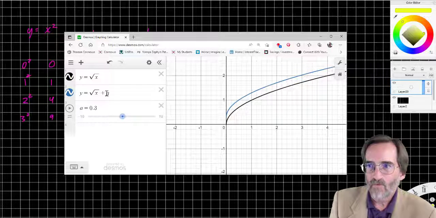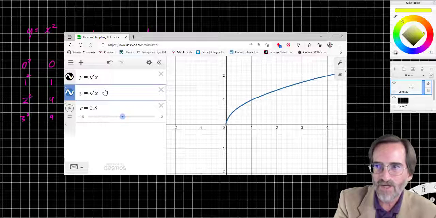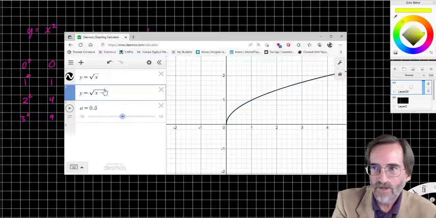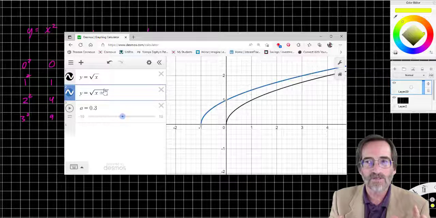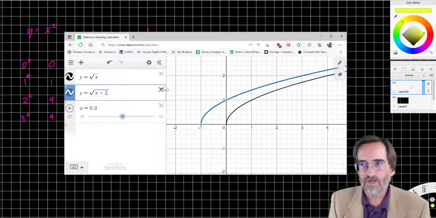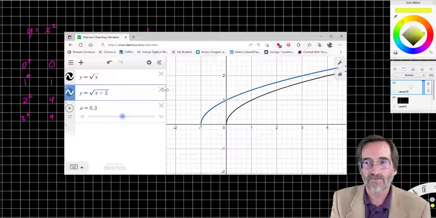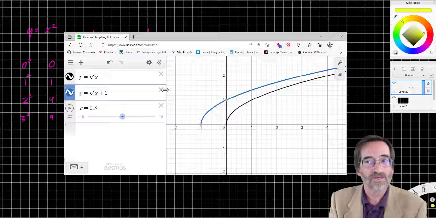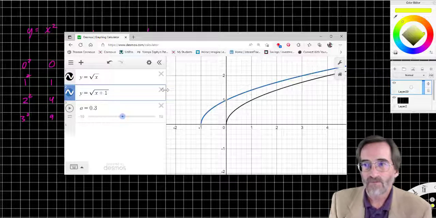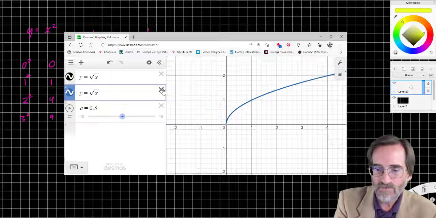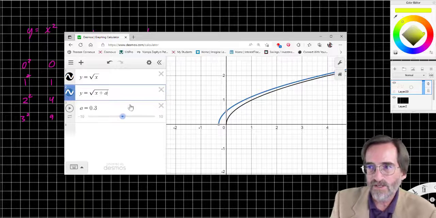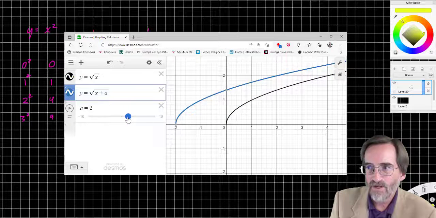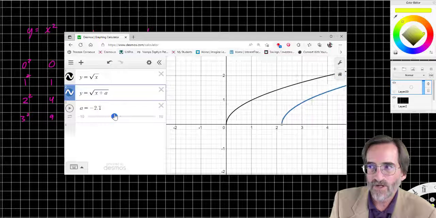Well, what if I add something inside, under the radical? So minus or plus 1. Now it moves to the left. And remember with translations, when I do something to the x, it's opposite. You'd think that plus 1 would move it to the right. It actually moves it to the left, because it makes the function think that x is 1 bigger than it really is. If I subtract 1, it'll move it to the right. If I go plus a, as a gets bigger, it moves to the left. As a gets smaller, it moves to the right.